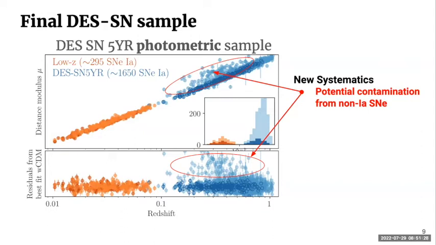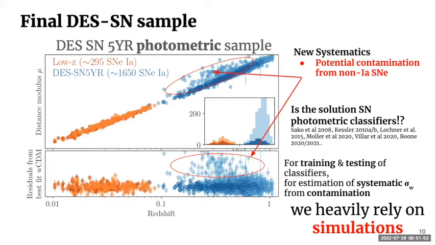Of course, if we had a spectroscopic confirmation of each of these events, we could identify them, but in this photometric sample, we don't have this extra information. So this source of systematic that we usually call contamination needs to be addressed when using this final sample.